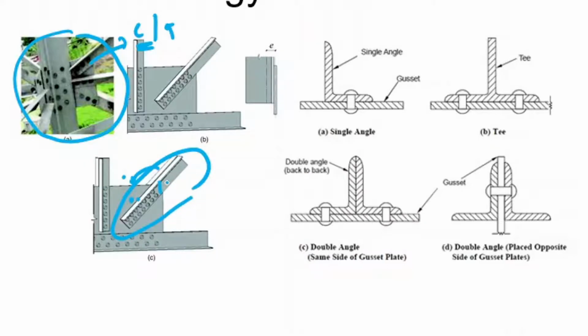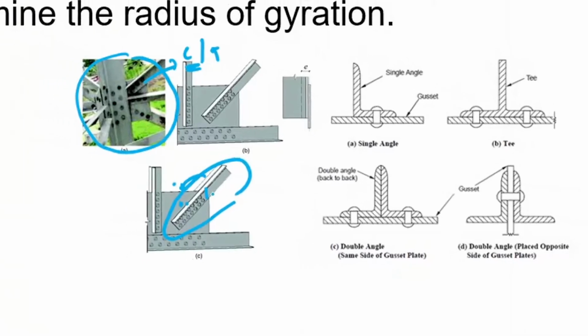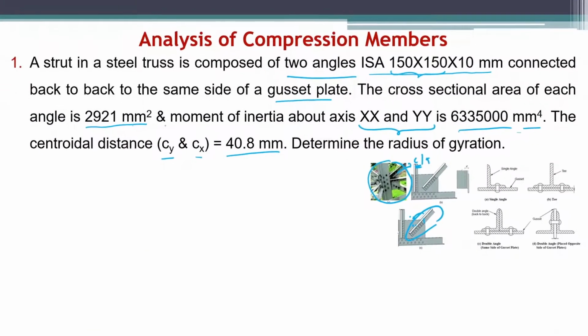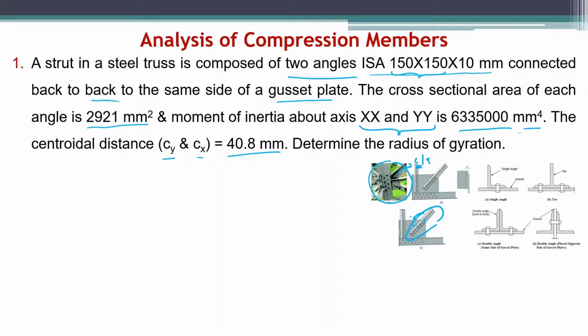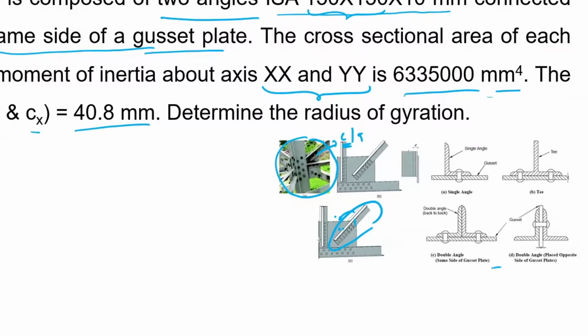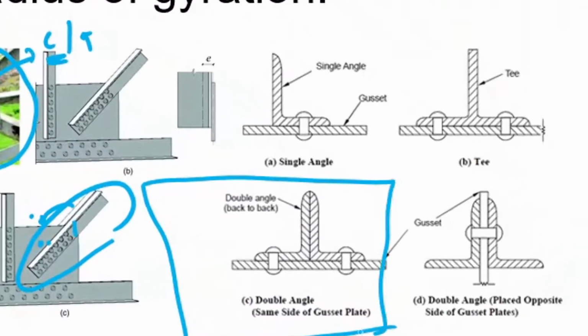But this is not what has been given in our numerical. Here, the angles are connected back to back on the same side of the gusset plate. So it is like this. Our connection is like this. Angles connected back to back on one side of the gusset plate, nothing on the other side. So this is how our connection is, and these angles combined together act as a single compression member. Now we need to determine the radius of gyration for this member.